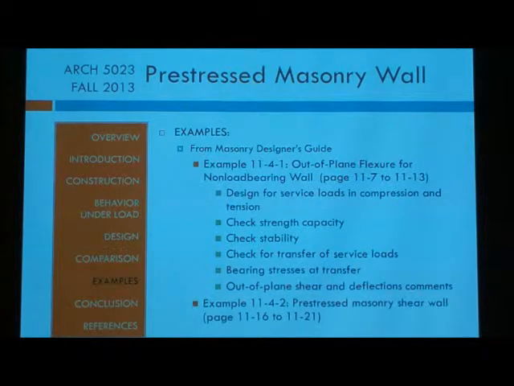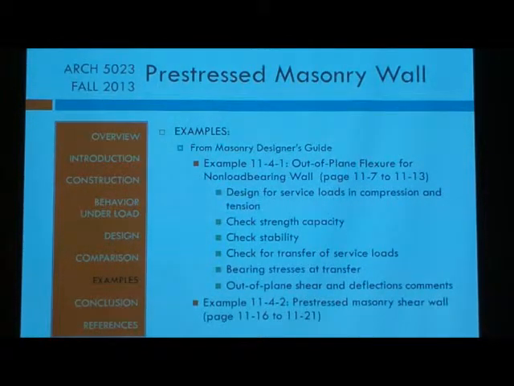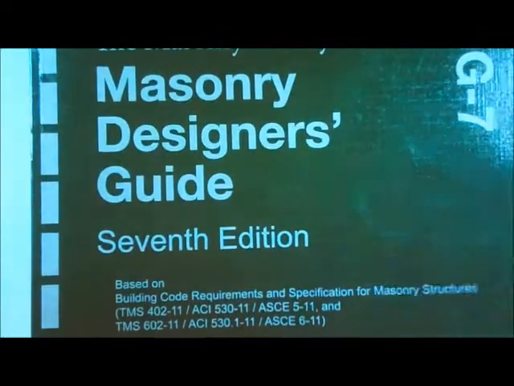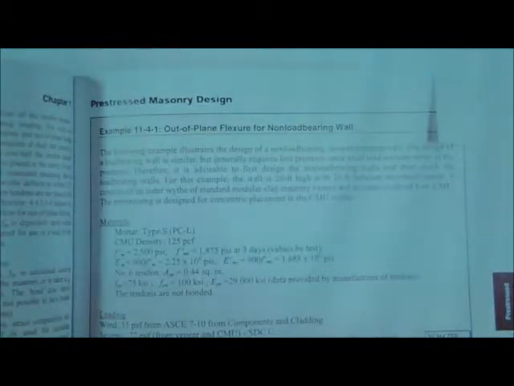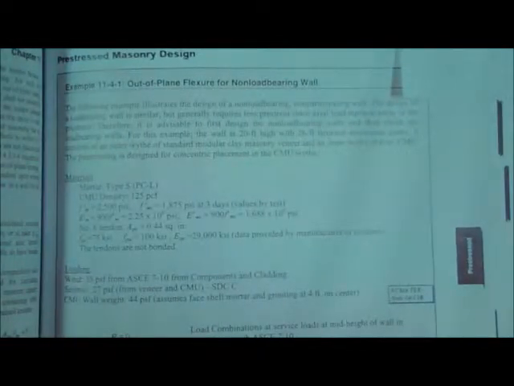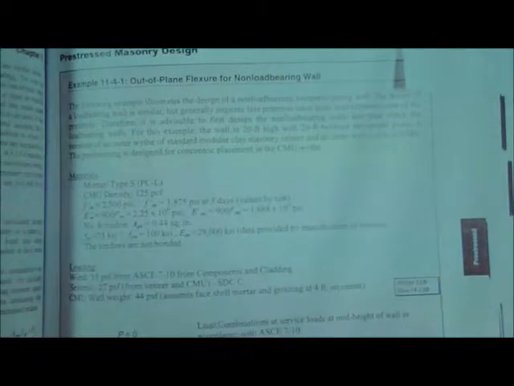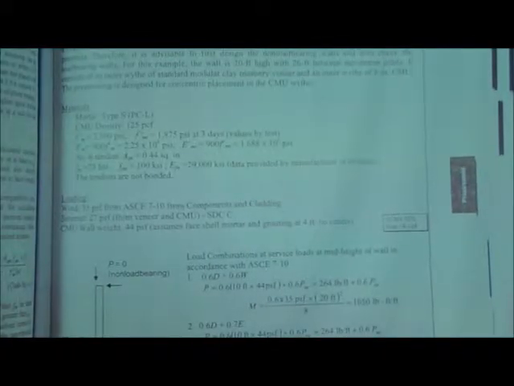Now, for my examples, you can go to your masonry design guide. In chapter 11, they have all the specifications and all the new requirements according to the code. This is an example of out-of-plane flexure for a non-load-bearing wall, and they go over every single step, so it's a really good way to get guidance when you are looking to do an exercise or design.